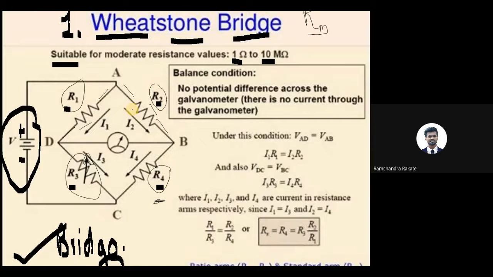Now they are placed in such a way that the deflection of the pointer should be 0. Means what? I'll let you know.